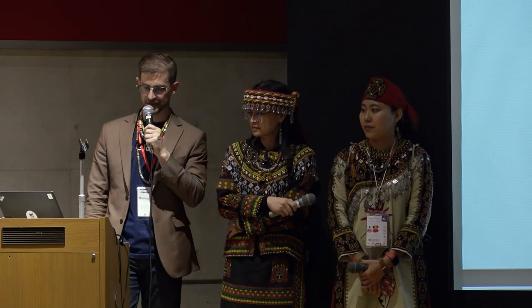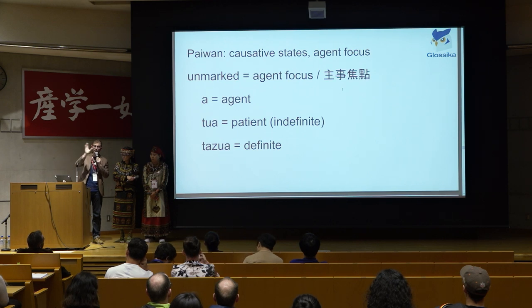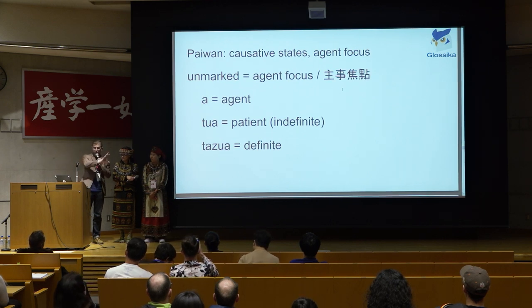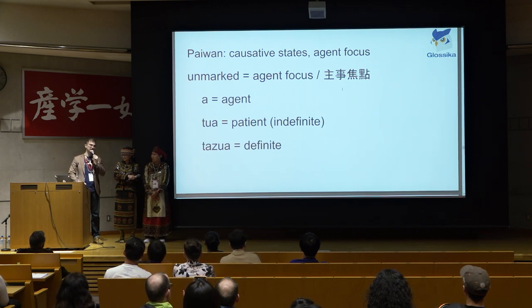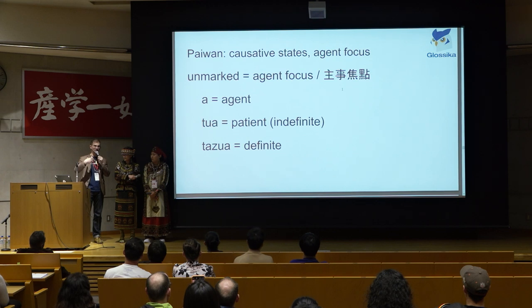Okay, so the next one we're going to be doing, so we're going to do the agent focus. So just to describe real quick, if your verb is unmarked without any affixes, then we're going to use a as a connecting word to the thing that connects to the verb. It's sort of like agreement in European languages. And the patient, the one that undergoes, like the accusative, the one that undergoes that action is dua. And this is indefinite. And if you want to change it to definite, you're going to say da zua. Because zua itself means that thing or that.